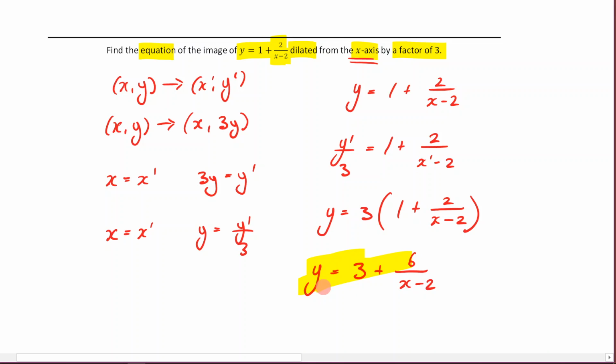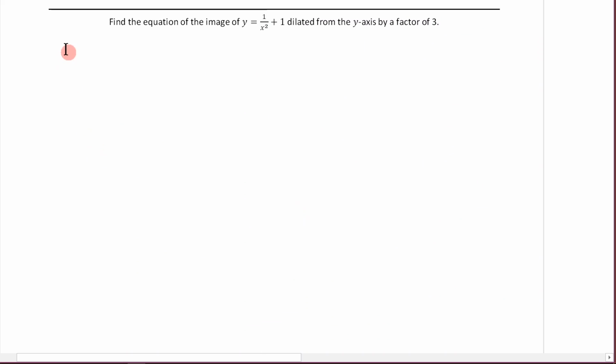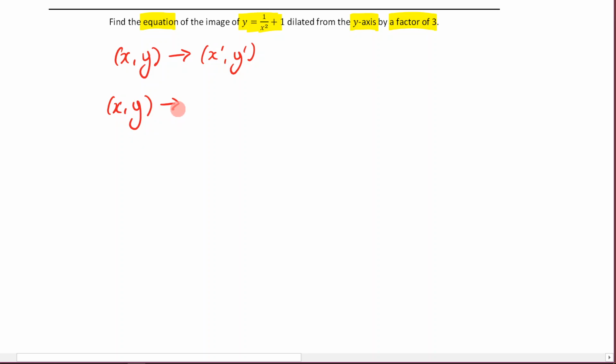Okay. Let's do one more question for this part of the video, then I'll have a part 3. So it says find the equation of the image of this right here, dilated from the y-axis by a factor of 3. Okay, let's give it a go. So we're going to have x, y. Our new point is going to be x dash, y dash. I'm dilating from the y-axis, which means my x is going to change, and I'm dilating by a factor of 3. So it's going to become 3x, and this is going to be y.